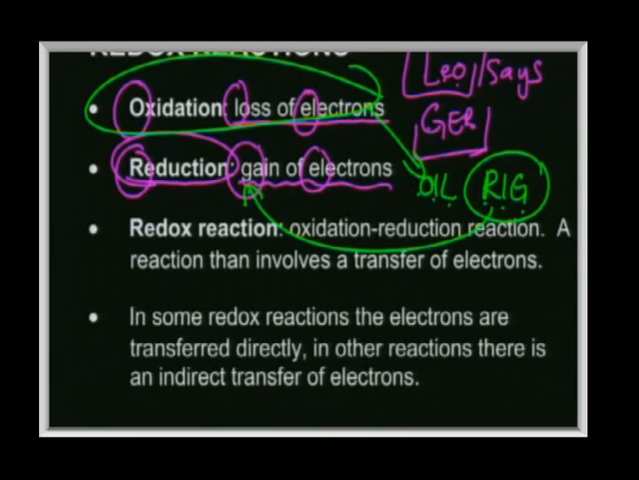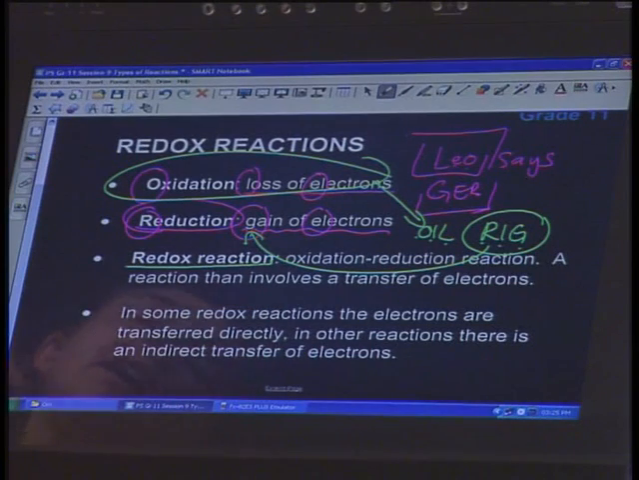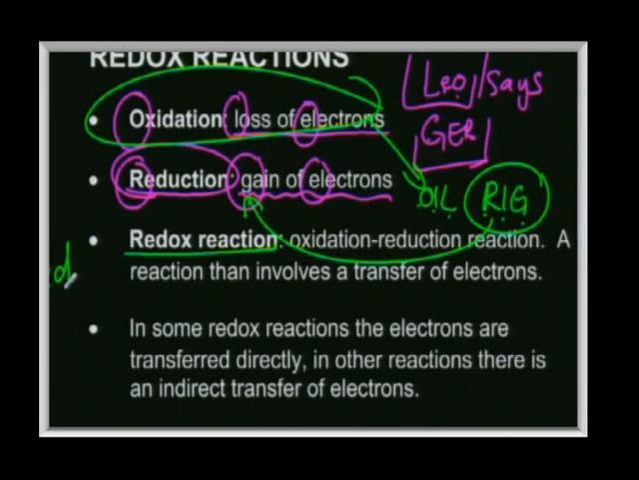If we move along, we will see over here that the redox reaction is actually both of those reactions taking place at the same time. And that is why we call it a redox. We are using the red as part of your reduction, and the ox for your oxidation reaction. So that is where the name comes from.